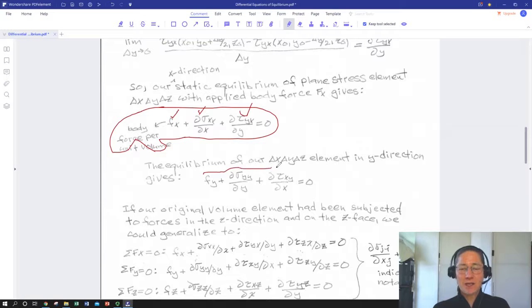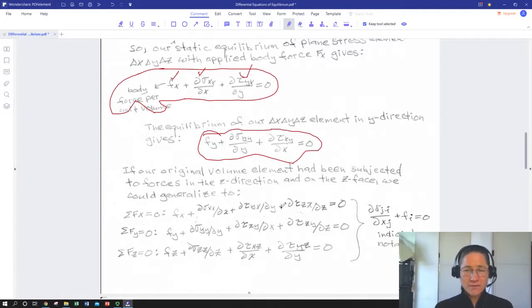We can do the same thing with y, make the same setup, and get a similar relationship. So in this case, our normal force or axial force is sigma yy. How much is it changing as we go up in y, increase y, and then the tau xy, the shear stress in the y direction on the x face, how much is it changing as x goes back and forth?